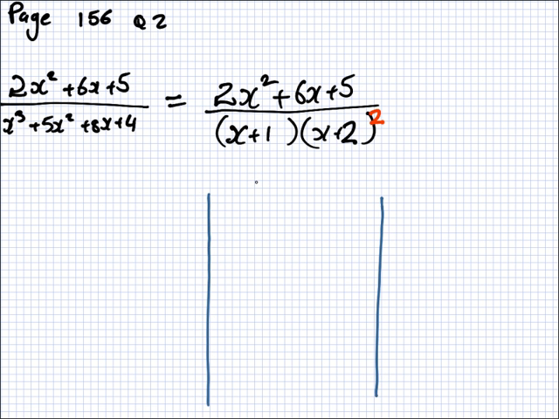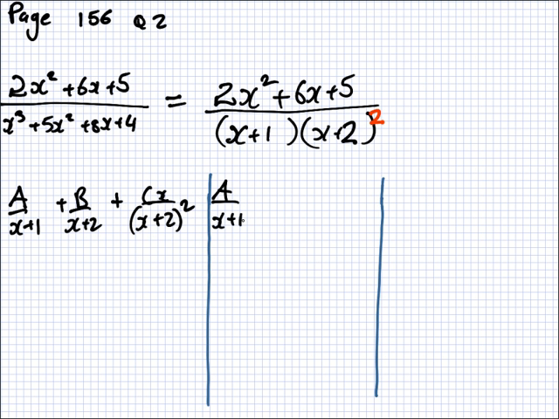Now we have 3 ways we can continue. That's the point I'm making in the question. You could say this is A over x plus 1 plus B over x plus 2 plus Cx over x plus 2 squared. It's one way to proceed. You could also have said A over x plus 1 plus B over x plus 2 plus C over x plus 2 squared.